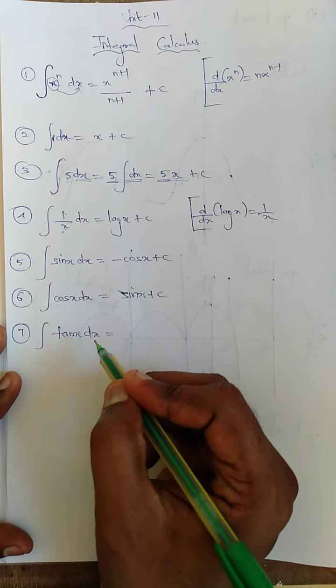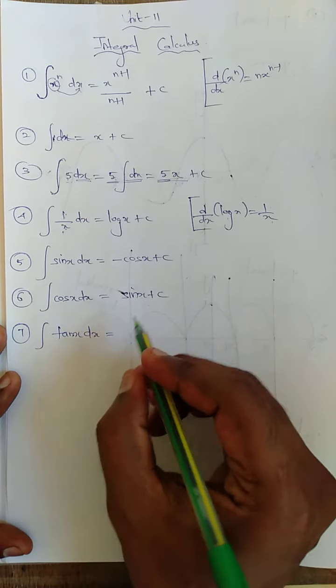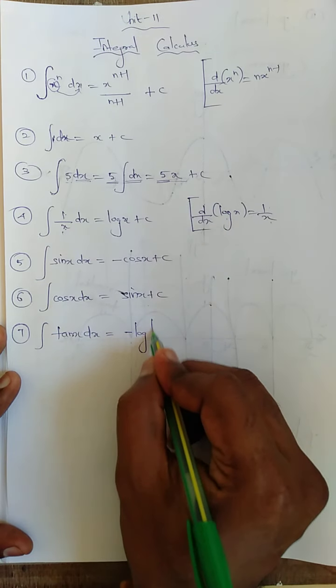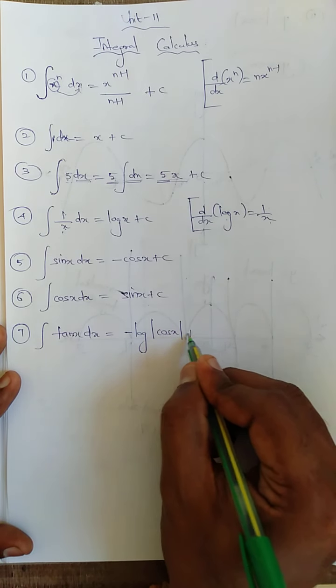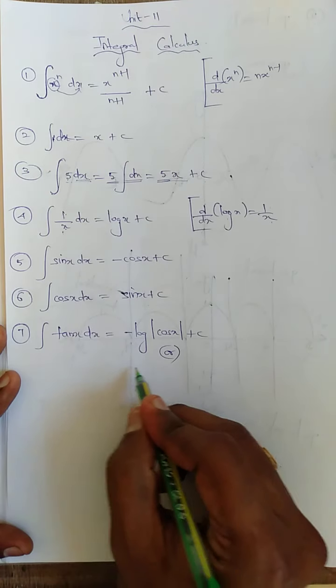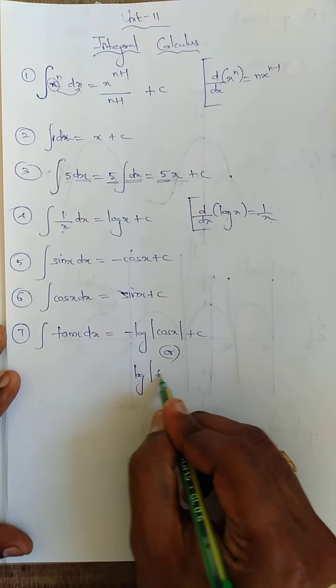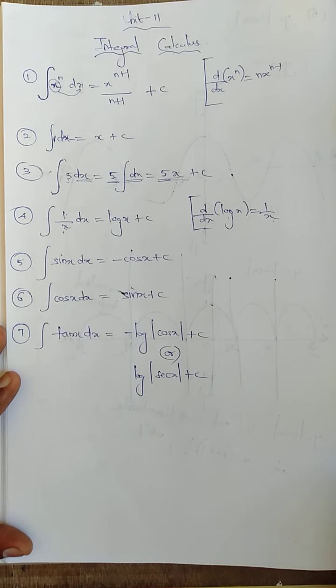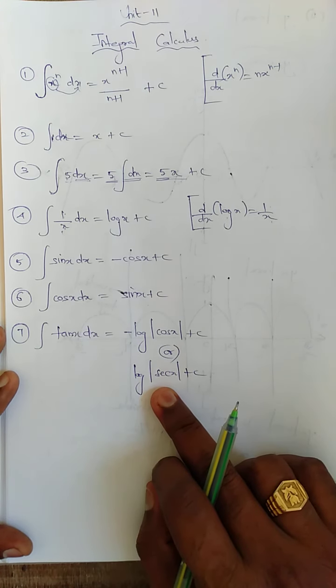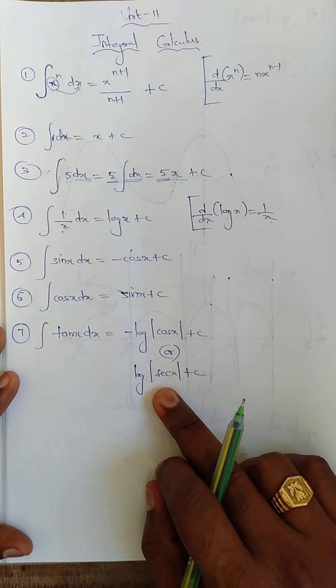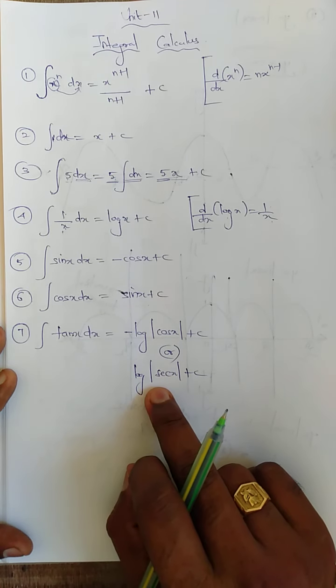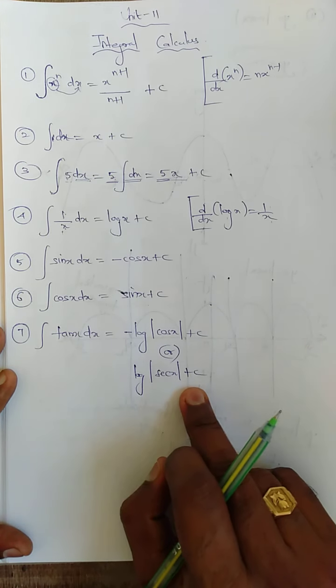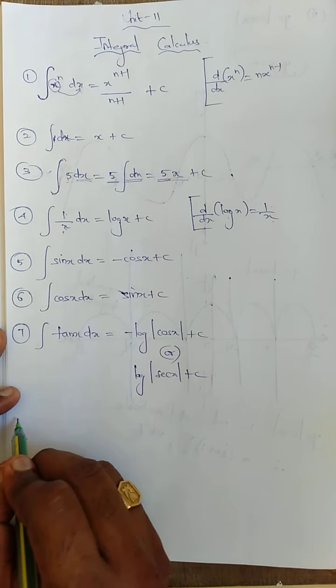Integration of tan x into dx is nothing but, we can choose two formulas. One is minus log cos x plus c, or log of modulus of secant x plus c. Sometimes we don't need to put modulus also, we will put just a bracket, no problem. Listen carefully, so no problem here.